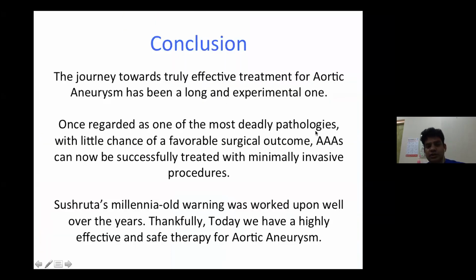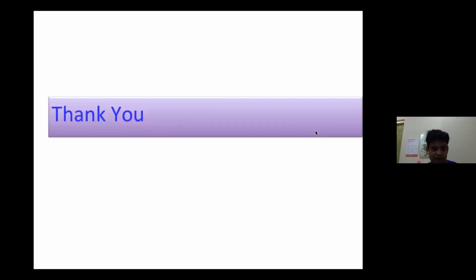So in conclusion, the journey towards truly effective treatment for aortic aneurysm has been a long and experimental one. Once regarded as one of the deadliest pathologies with little chance of a favorable surgical outcome, aortic aneurysm can now be successfully treated with a minimally invasive procedure. And of course, Sushruta's millennium-old warning has worked well over the years, and thankfully today we have a highly effective and safe therapy for aortic aneurysm. Thank you very much.